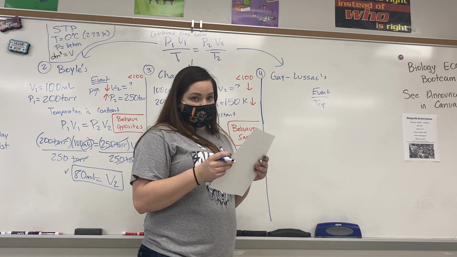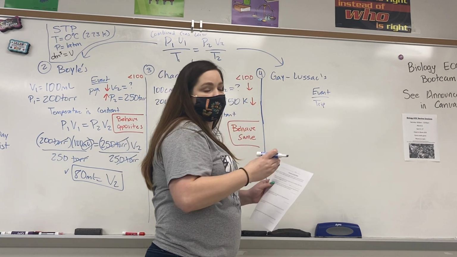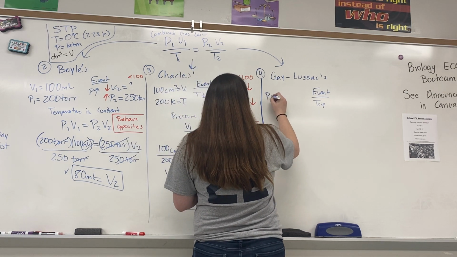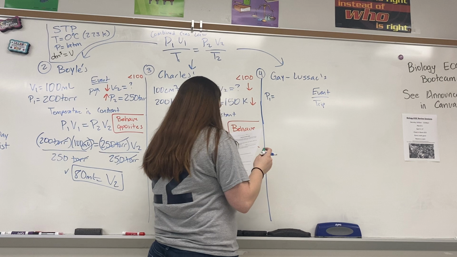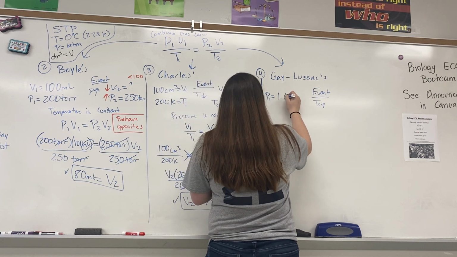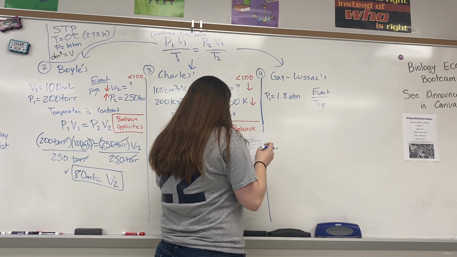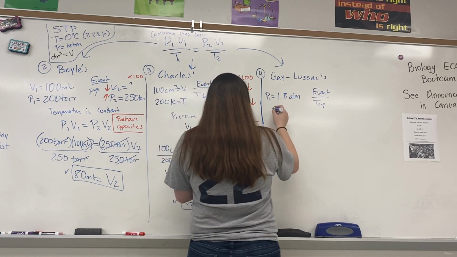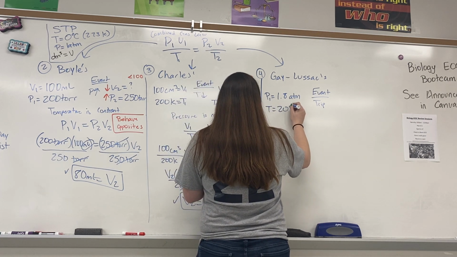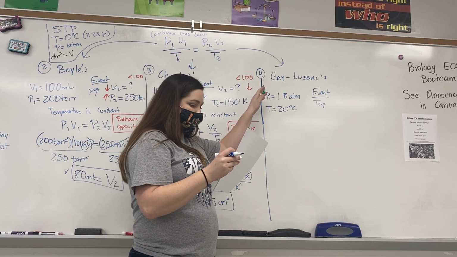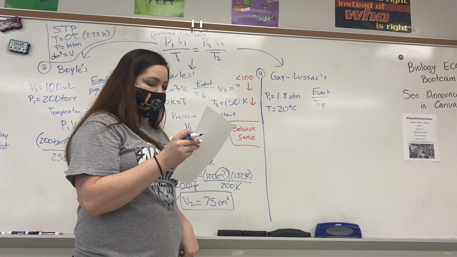Prior means before, so we're going to look at the numbers before the trip. Prior to the trip, the pressure in a truck tire was 1.8 atm when the temperature was 20 degrees Celsius. So before the trip, the pressure was 1.8 atm, the temperature was 20 degrees Celsius.